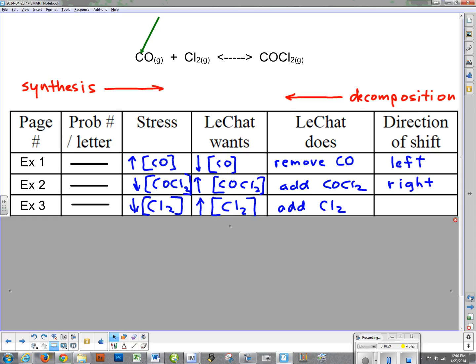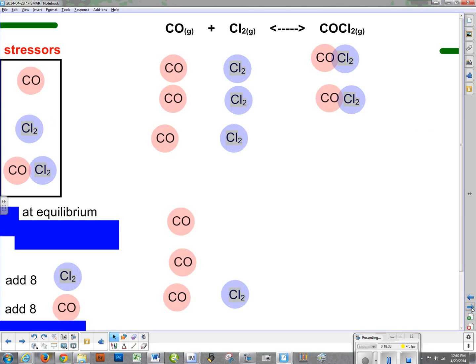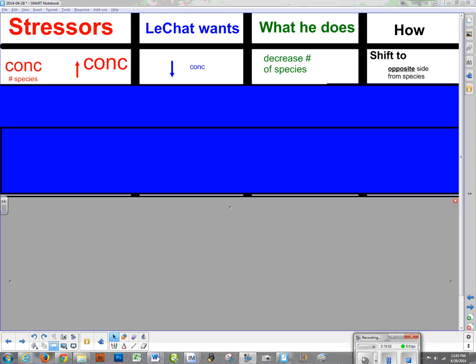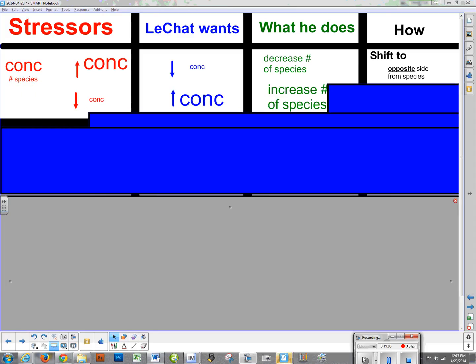And so what did we do? We had a left-hand shift. The left-hand shift because we were taking stuff off of this side. Remember, we had a COCl2 here, and we took them apart to make more Cl2. And that is why we had a left-hand shift. I think the models help a lot. So I hope that that's helping you now to understand how to deal with pressure. Or not pressure, I'm sorry, concentration. Concentration of the molecules.